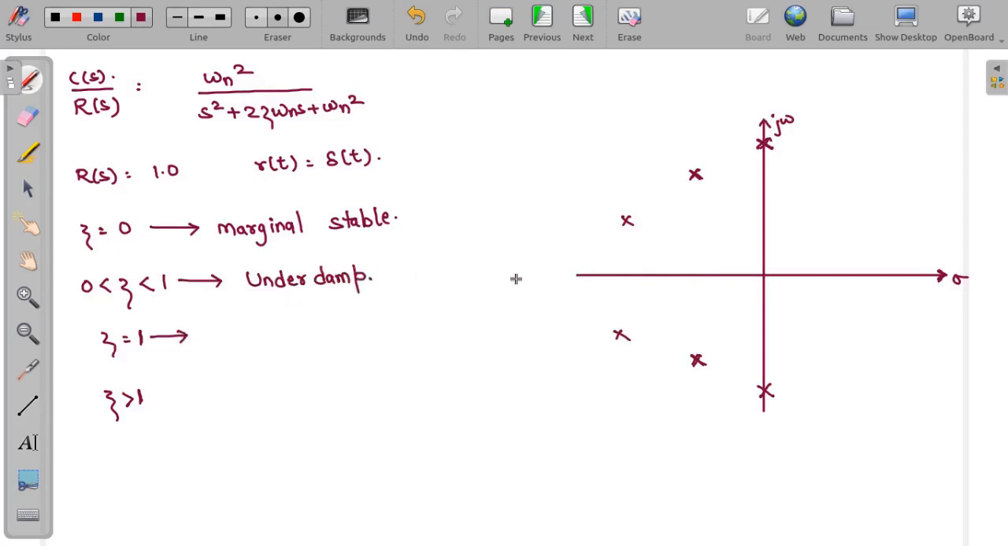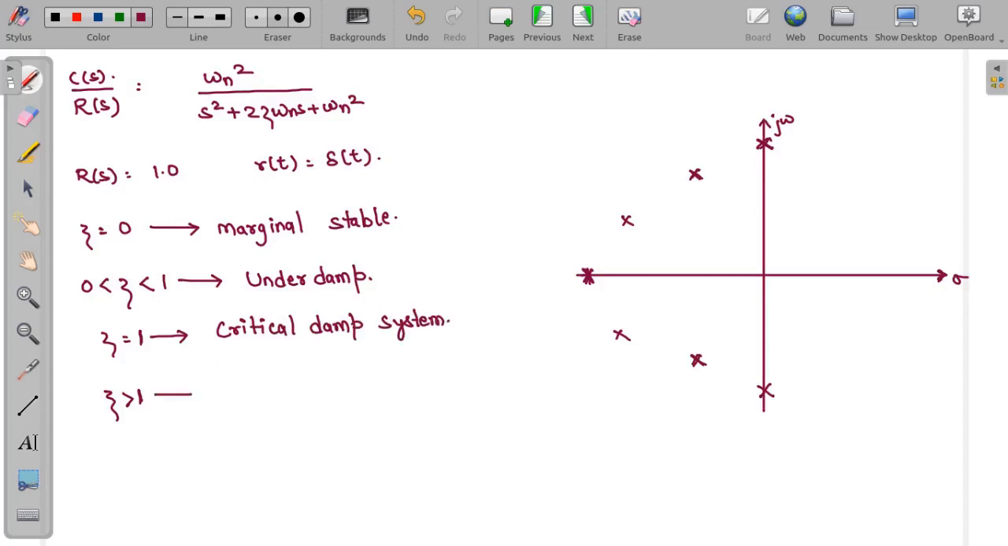Next, zeta equal to 1. For zeta equal to 1, your poles will coincide, as this is a second order system. Second order system means there will be two poles. So both the poles will coincide at a single point on your real axis or sigma axis. So this is known as critical damped system.